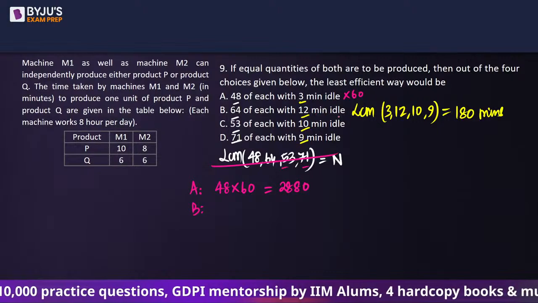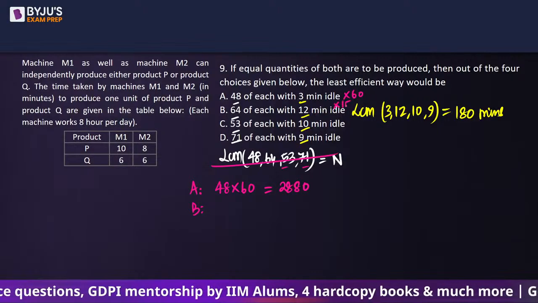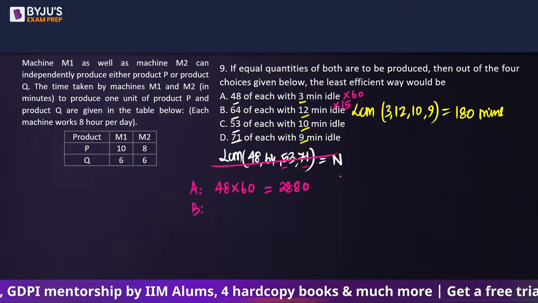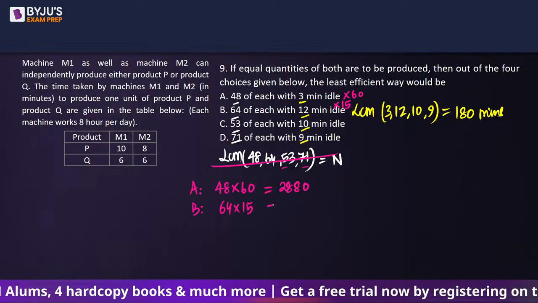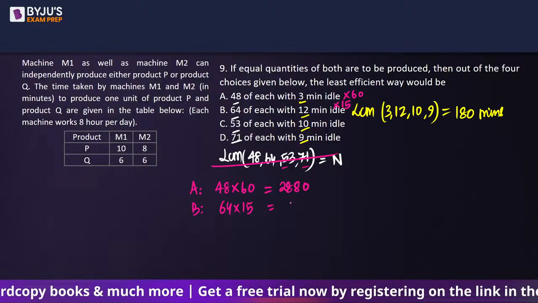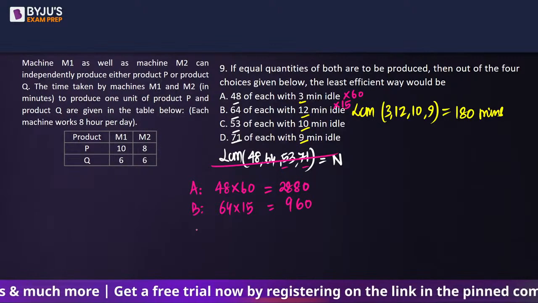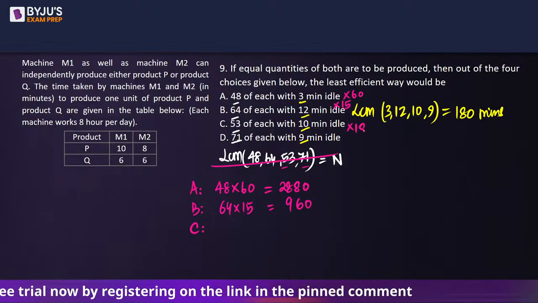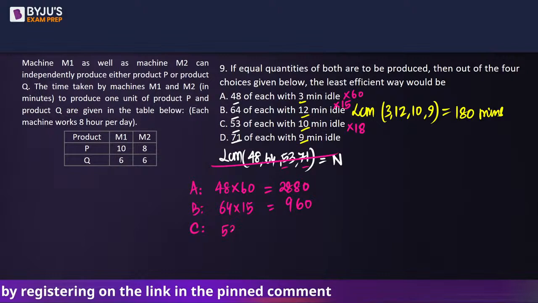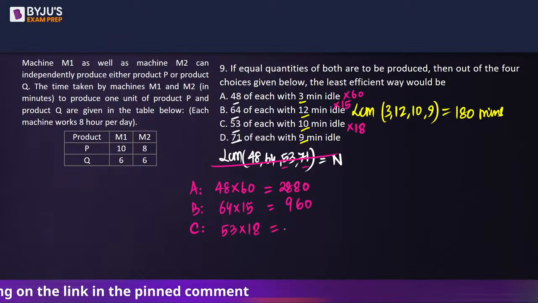Okay, let's look at B. 12 ka how many times is 180? So this is 15 times. So we will have 64 into 15. So 640 plus 320, which will give us 960 units. If we look at C, 10 ka kitna times hai ye? 18 times. So we will have 53 into 18. These many units produced. Now 53 into 18 is it more than 960?